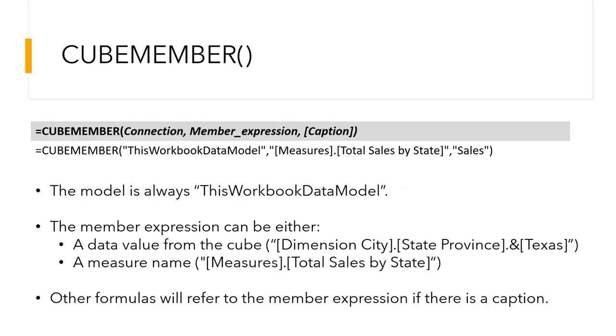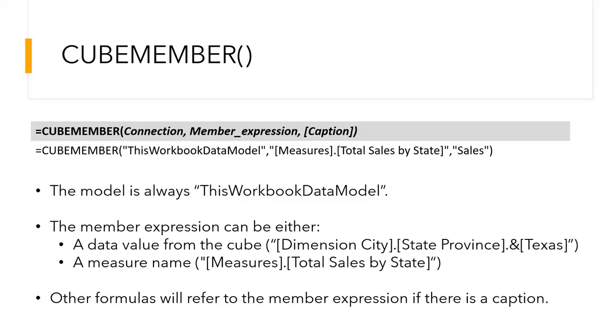So let's start with the CUBEMEMBER formula. We used this in our example to get the salespeople. The first argument was always this workbook data model. Anytime you're working with an Excel data model instead of an SSAS, you will always be using this workbook data model. And the member expression can either be a data member from the cube. So for example, if you wanted to pull Texas, you would say dimension city dot state dot ampersand Texas, or you could use a measure name.